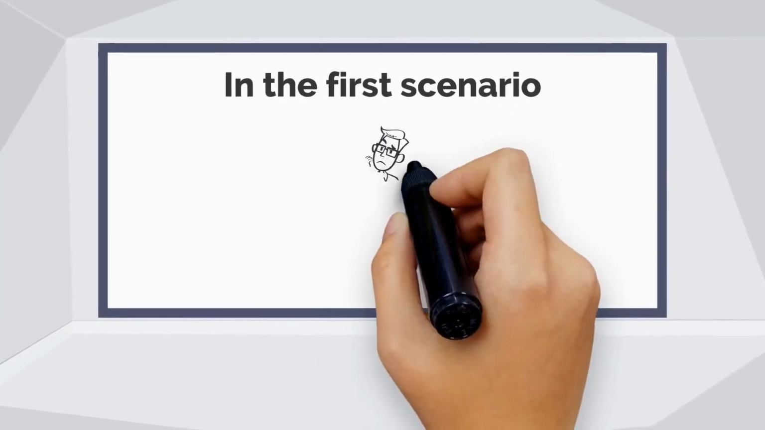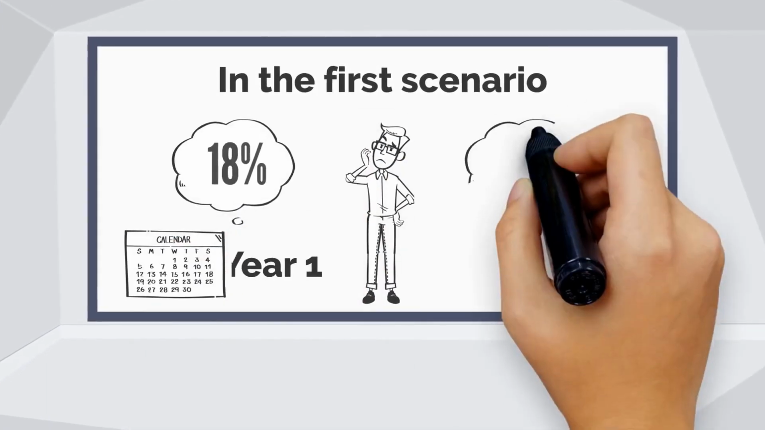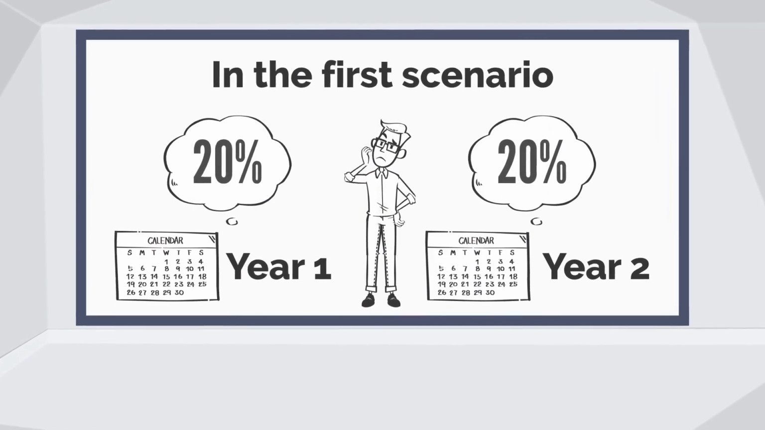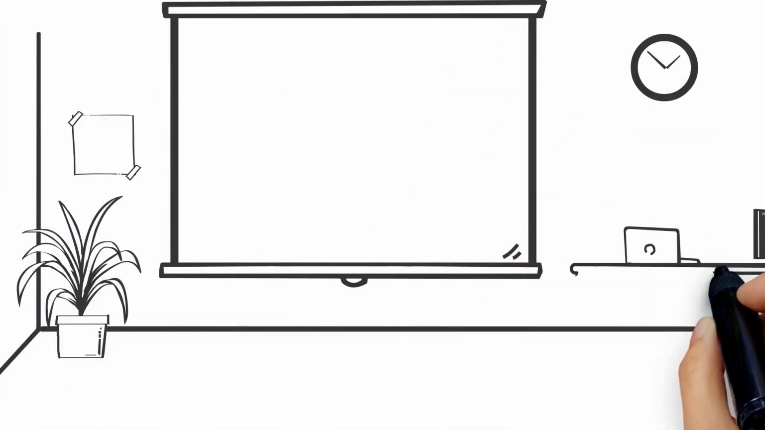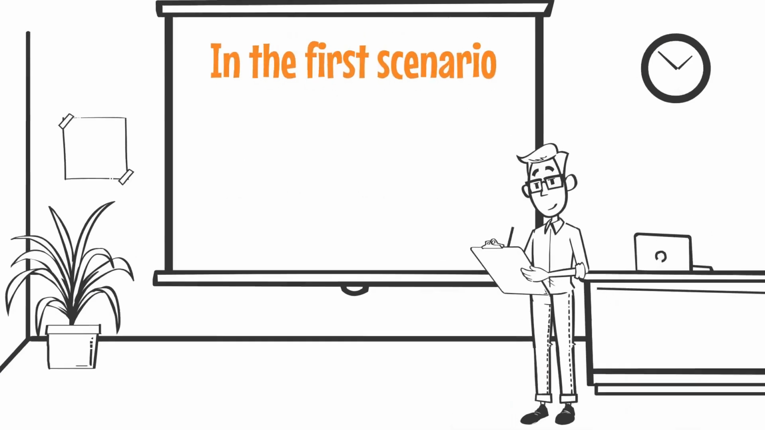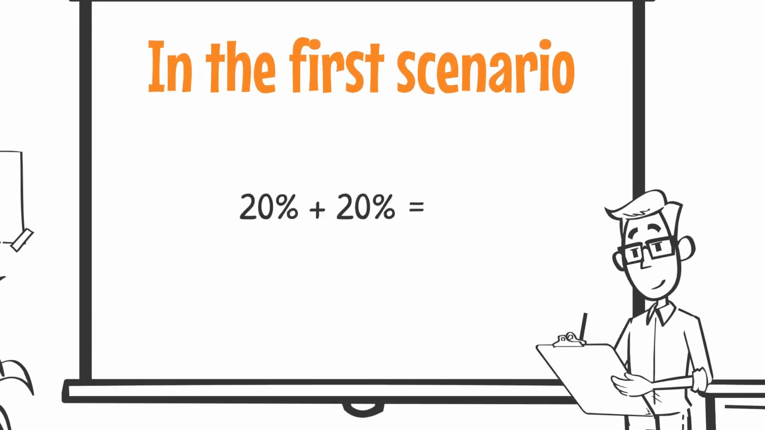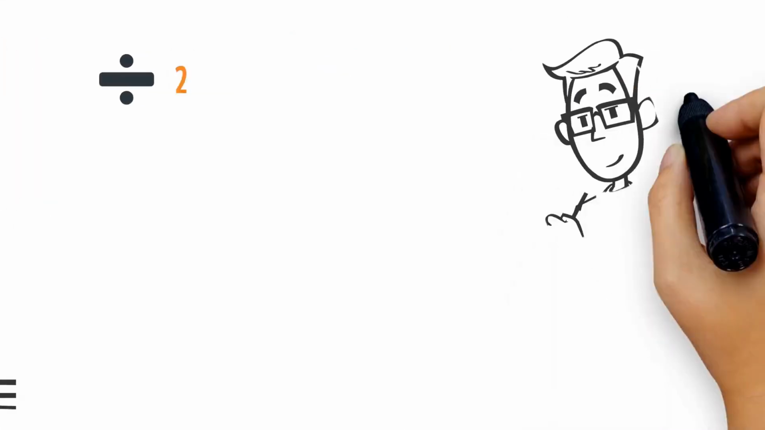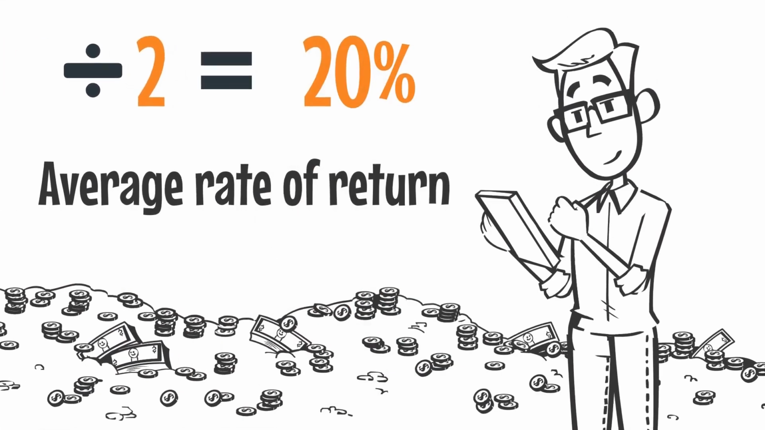In the first scenario, imagine you get a 20% return in year 1 and 20% in year 2. In order to get your average, simple math requires that you add the 2 numbers together and then divide them by 2 in this example. If you do that, you'll see that 20% plus 20% equals 40%, and divided by 2 gives you an average rate of return of 20%.